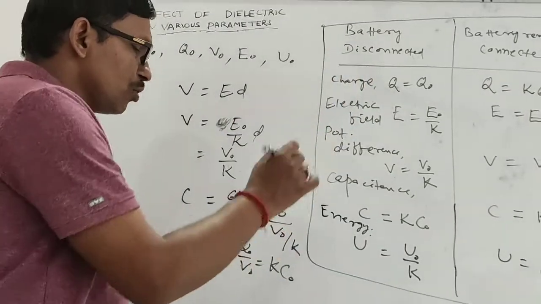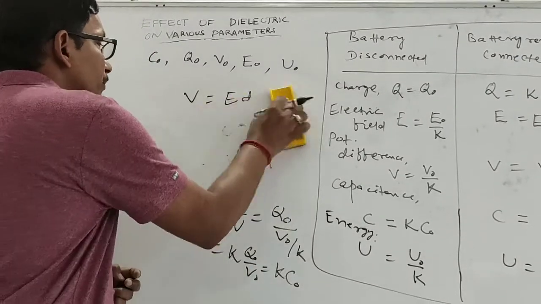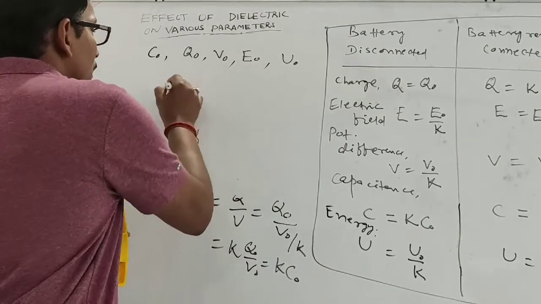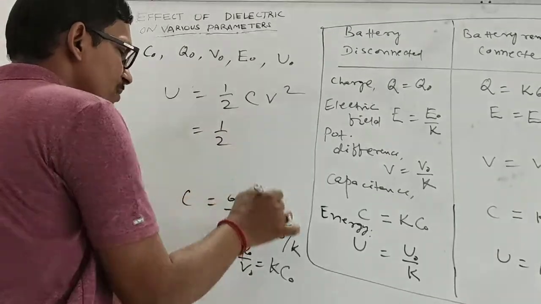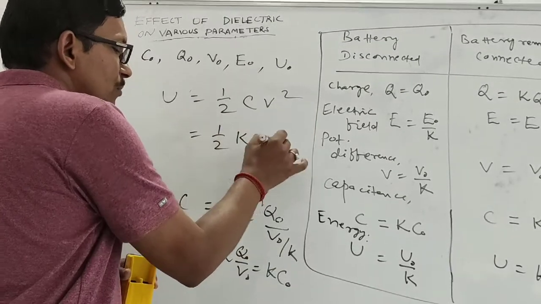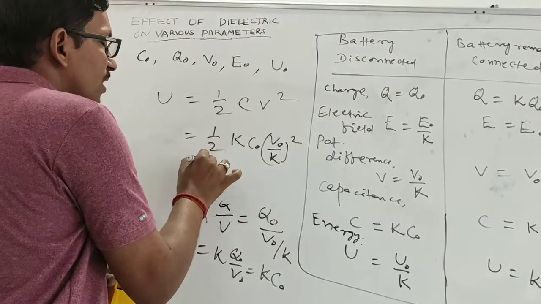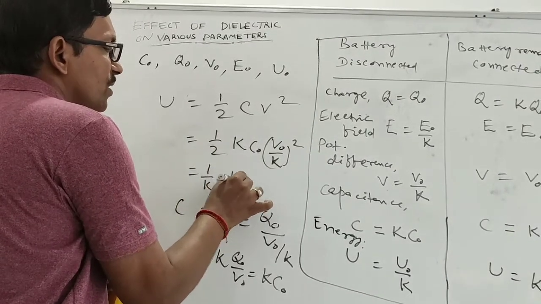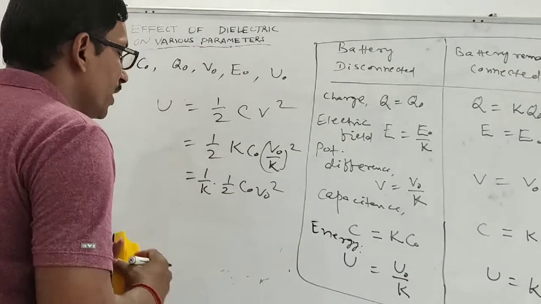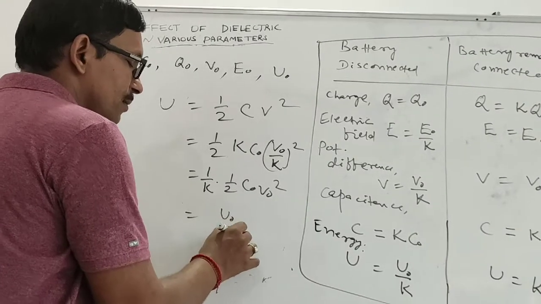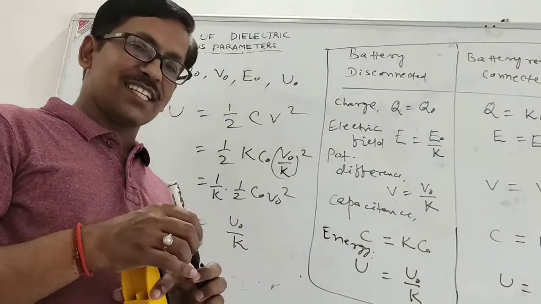What about the energy? You know the expression for energy, U is equal to half CV square. Just put the values. So the new energy is half, C becomes K times C0, V becomes V0 by K, so V0 by K whole square. That means 1 by K into half C0 V0 square. That means if the initial energy is U0, it will be U0 by K. So this is how you get the values when the capacitor is charged once and the battery is disconnected.